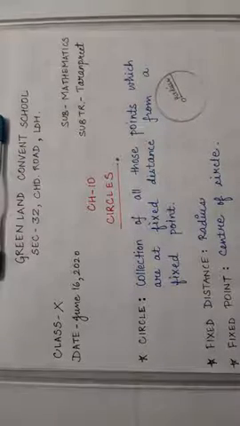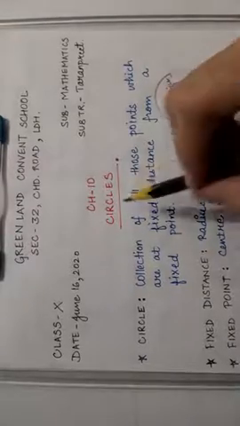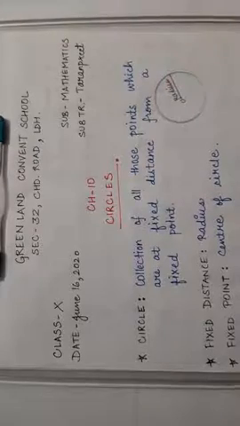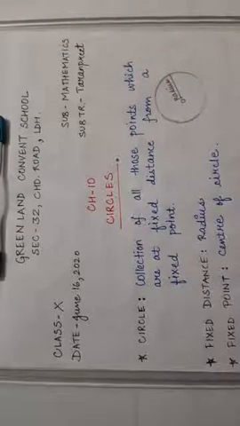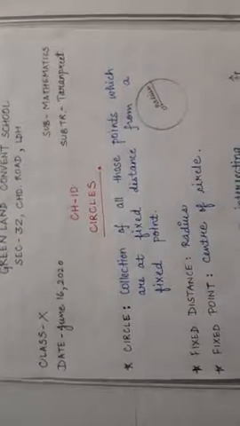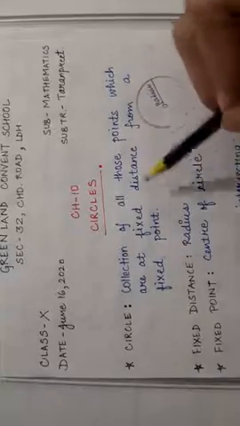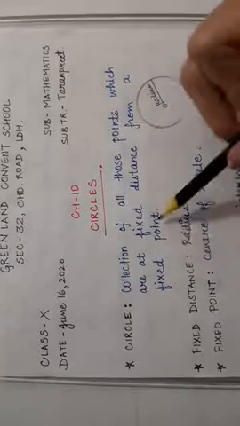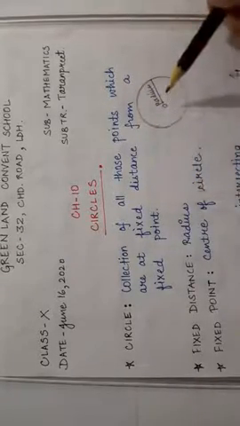Today we are going to begin with a new chapter, that is circles. You all are familiar with the two-dimensional plane figure circle, that is a collection of those points which are at a fixed distance from a fixed point. If you draw a circle, what happens?